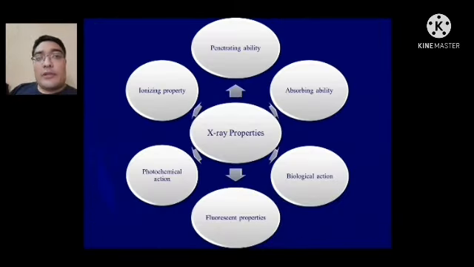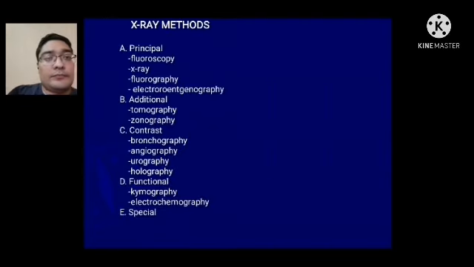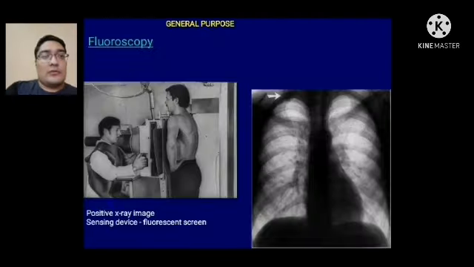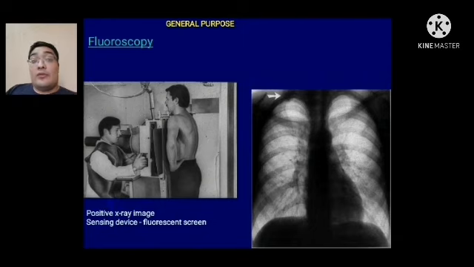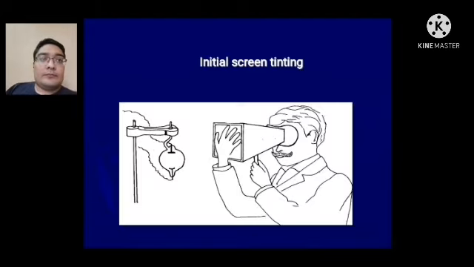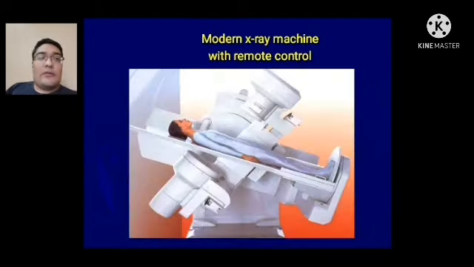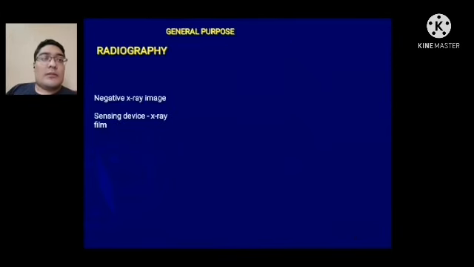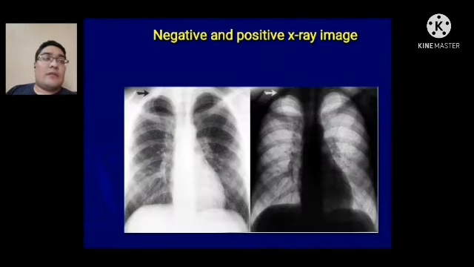Please write down these properties of X-rays and these methods as well. Here we can see the fluoroscopy. Fluoroscopy is one of the X-ray methods. Compared to X-ray, it gives us another type of imaging. It gives us positive imaging and dynamic imaging. In more detail, we will speak about it during the practical class. These are all the types of imaging, etc. So this is the difference between negative and positive imaging.